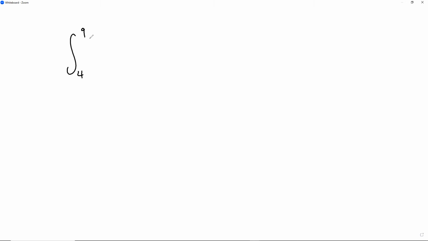The definite integral of x squared plus 1 over the square root of x dx. The first thing I'm going to do is rewrite this as x squared over the square root of x plus 1 over the square root of x. And then I'm going to try and bring it into a single value of x.